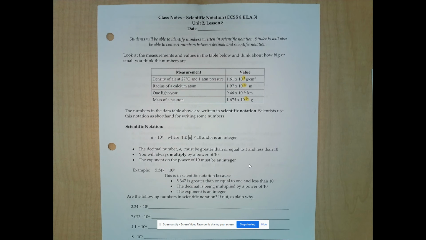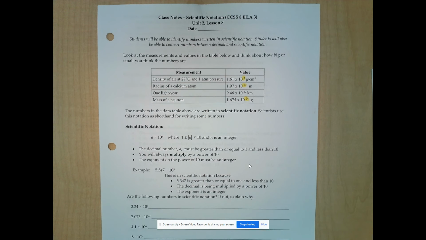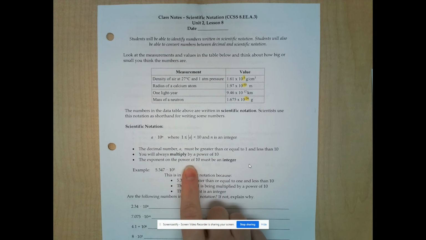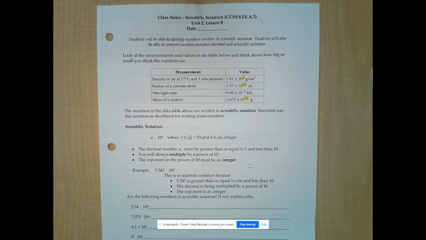The decimal number A will always be greater than or equal to 1, but less than 10, meaning it will always start with a single digit in front of the decimal point. You will always multiply, so you'll notice there is a dot there for multiplication, and the exponent on the power of 10 must be an integer. So you will notice that 10 is part of our format. It will always be a power of 10 to some exponent that is an integer.